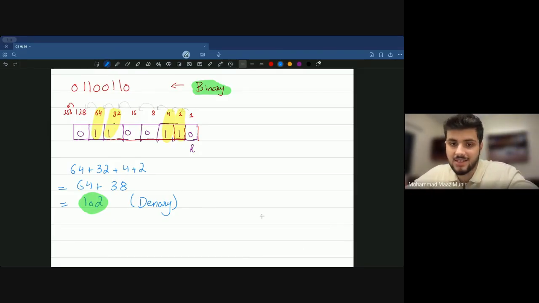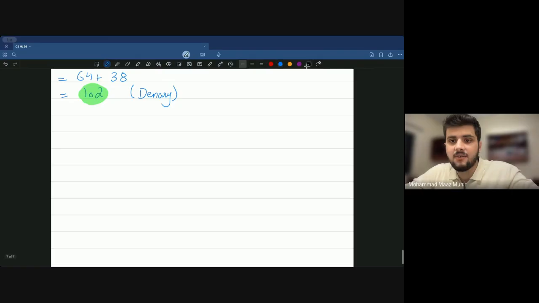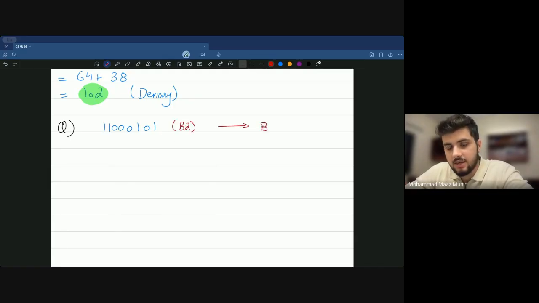So let's do another example. Let's say I give you guys this one example question. We have a binary value of 11000101. 1, 2, 3, 4, 5, 6, 7, 8. And this is base 2. I need to convert this into base 10. What's base 10? Base 10 is basically denary.